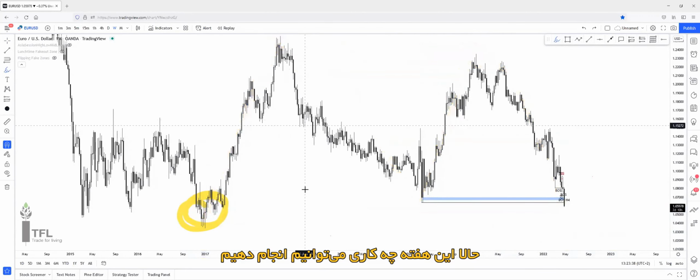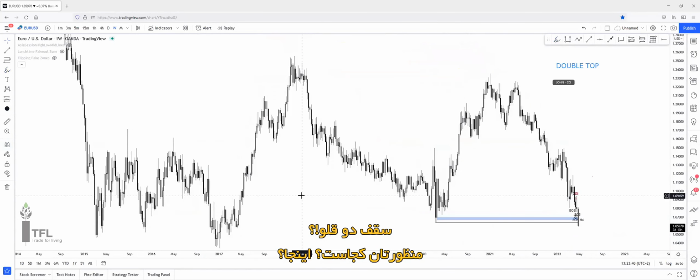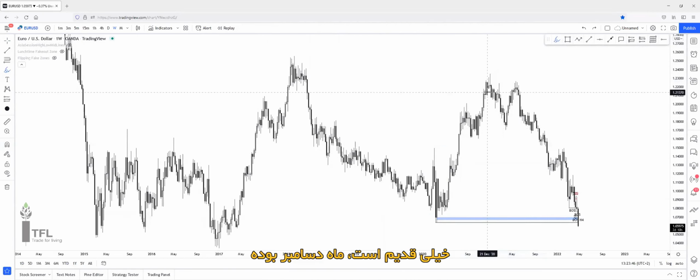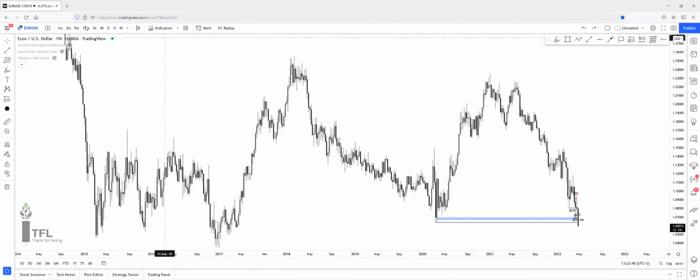Okay, what can we actually do with this fact? Double tap. Where? Right here? I don't care, this is far away. This is in December.